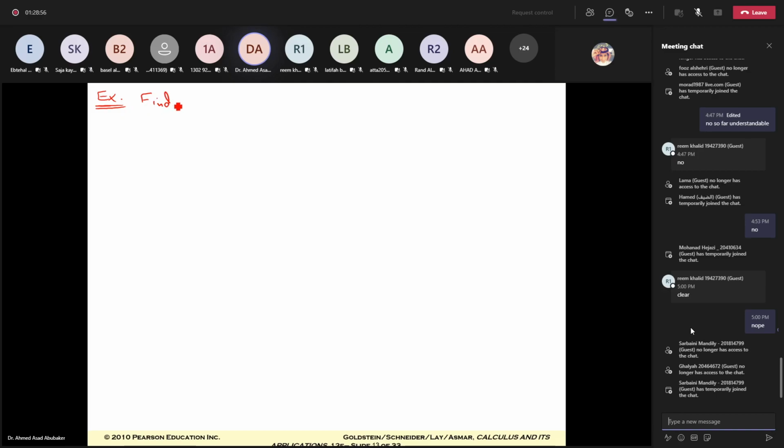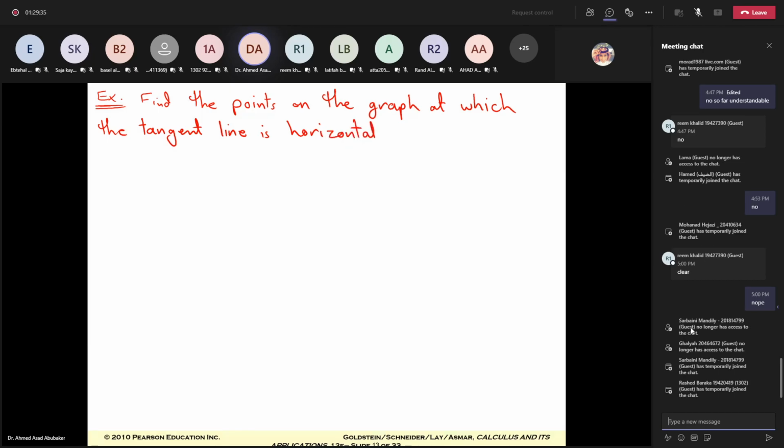Find the points on the graph at which the tangent line is horizontal, and the relation equals 6y plus x to the power 3 minus 3y squared equal 12x.